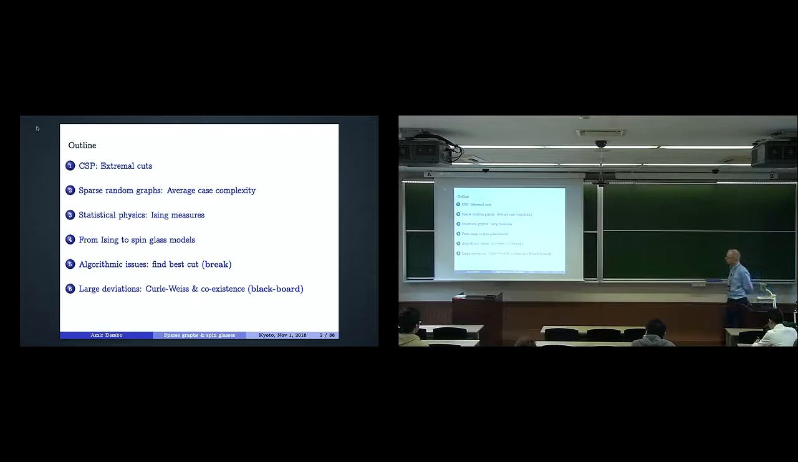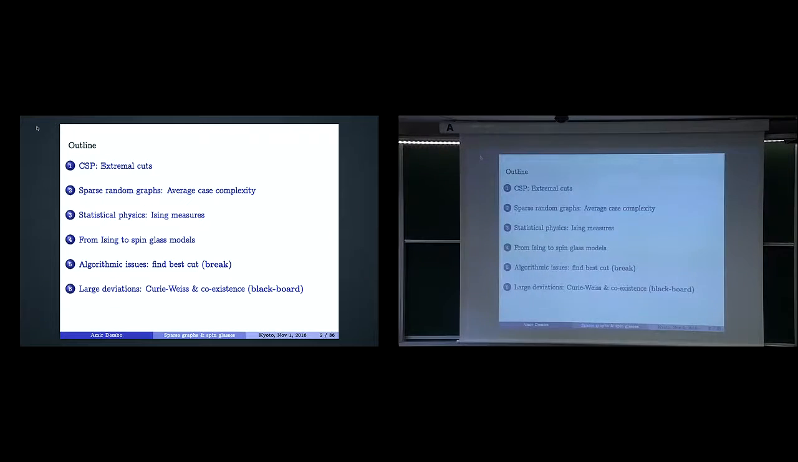So the outline of the talk: there will be 6 parts, 5 of them related, and the 6th is not, it is really a preparation for the next lecture. I will start with repeating the problem of the extremal cuts, which is a specific constraint satisfaction problem. Then we will move to dealing with the average case complexity of this problem by using sparse random graphs, and look at what literature was done in combinatorics and computer science on this problem before.